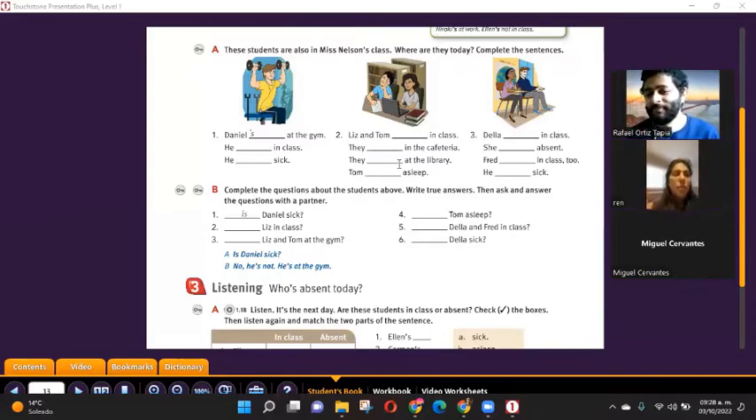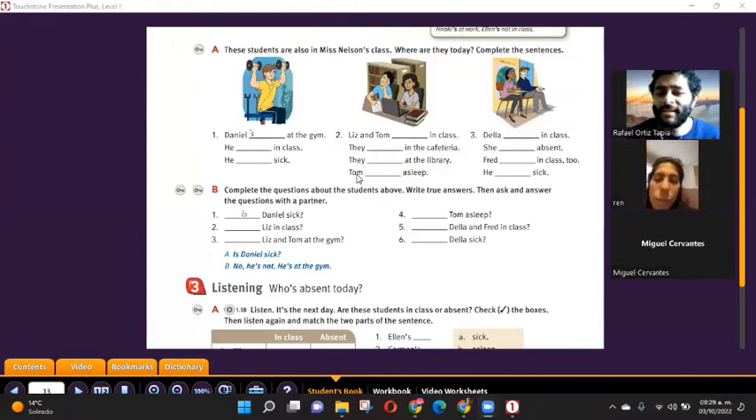And "at" is also for the hours, right? Exactly. At 12. And with moments, that's why we say at noon or at night. So we need to check out those prepositions.